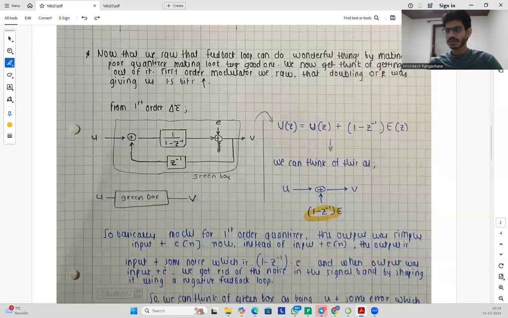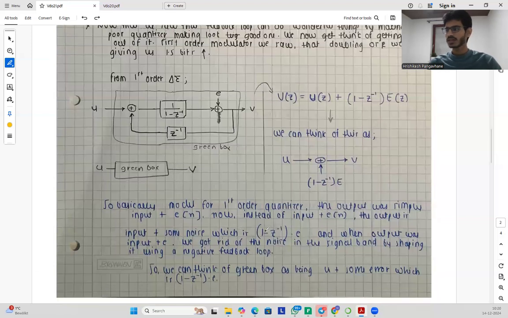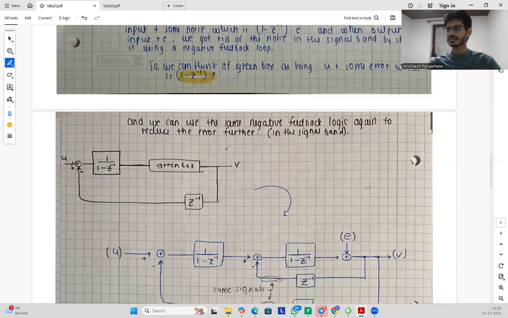When the output was basically the input plus E, we got rid of the noise in the signal band by shaping it using a negative feedback loop. So earlier we were noise shaping, using the negative feedback loop, to get rid of that noise from the signal band. Now instead of just E, we have 1 minus Z inverse times E. So we can think of the green box as being U plus some error, which is 1 minus Z inverse times E instead of just E. And we can use the same negative feedback logic again to reduce the noise further in the signal band.